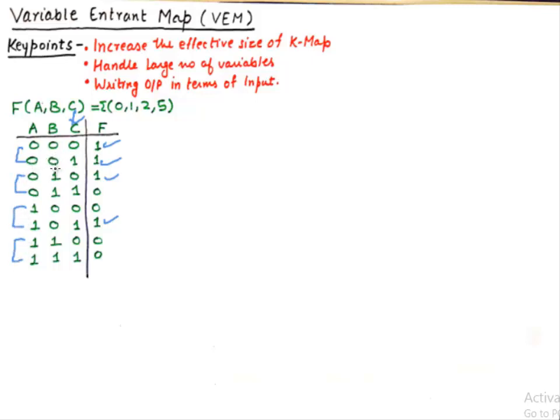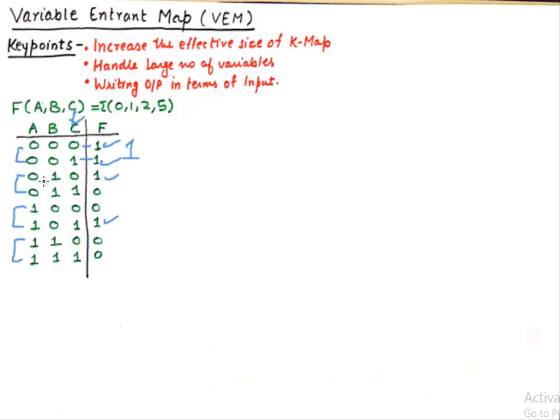When AB is 0, 0, let's see what is the output, whether it depends upon C or not. We can clearly see when AB is 0, by keeping C as 0, the output is 1. By keeping C as 1, the output is 1. So the output is 1 nevertheless. So it does not depend upon C. So we can say for 0, 0 AB, the output is going to be 1 anyway. Let's look at the second case.